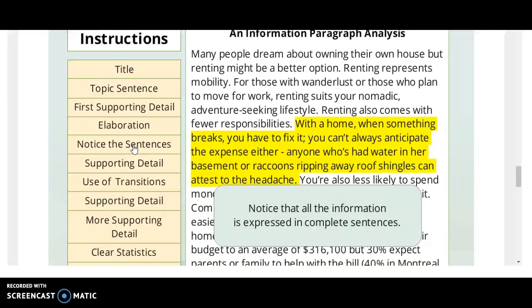You want to provide as much detail as possible, but make sure that everything is in fact cohesive and that our writing is always full, complete thoughts. With a home, when something breaks, you have to fix it, and you can't always anticipate the expense either. Anyone who's had water in their basement or raccoons ripping away roof shingles can attest to this headache. Again, it's those supporting details and elaboration that are super important in paragraph writing, let alone informational paragraph writing, which readers rely on to get information in a clear and concise manner.